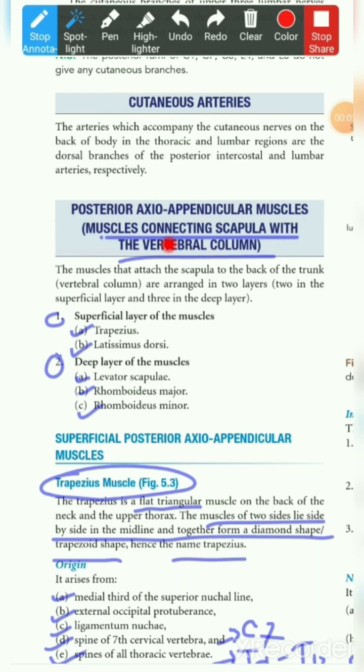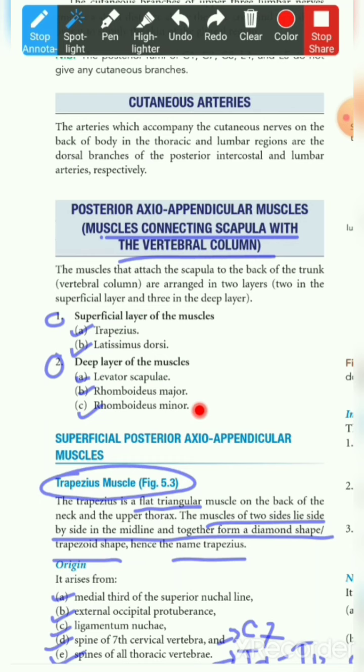So in the second part, we will talk about the muscles of the back, that means muscles connecting the scapula with the vertebral column. They are arranged in two layers, superficial layer and deep layer. In the superficial layer, there are two muscles, trapezius and latissimus dorsi, and in the deep layer, there are three muscles, levator scapulae, rhomboid major and rhomboid minor.